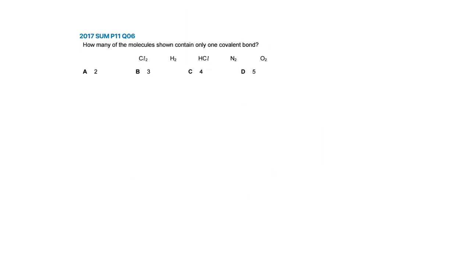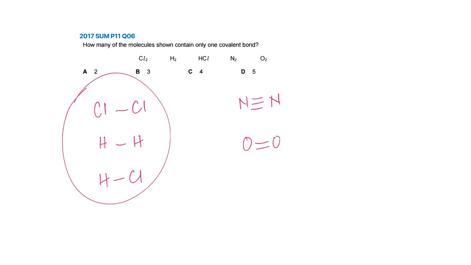All right, easy question. How many of the molecules shown contain only one covalent bond? So the first one is Cl2, that's what it looks like. Then you have hydrogen. Then you have HCl, that is one bond, right? Nitrogen, we know it, we love it. Nitrogen is a triple bond. Oxygen has a double bond. So there, 3 out of the 5 have only one covalent bond. Answer is B.